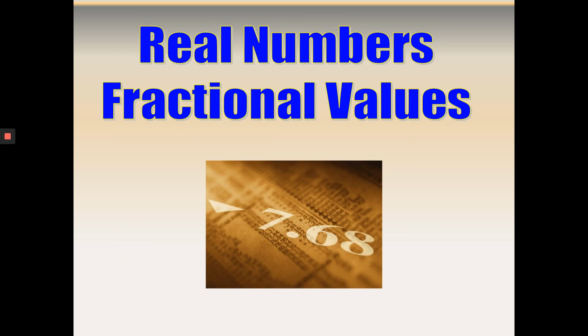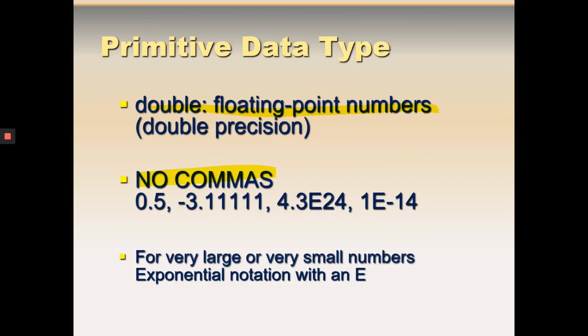But again, no fraction part to integers. And then doubles, no, there's no commas. So if you have a large number like 1,312, there is no comma there when you're typing it. Sometimes a number's so big that it gives it to you in scientific notation. This means times 10 to the 24th. This means 1 times 10 to the negative 14. So for very large and very small numbers, it's going to give it to you in this E notation. So just kind of keep that in mind.